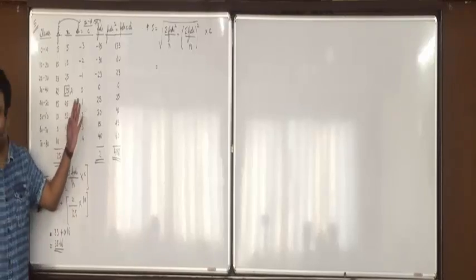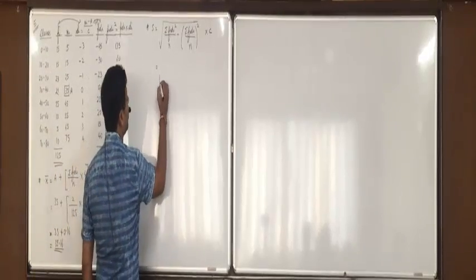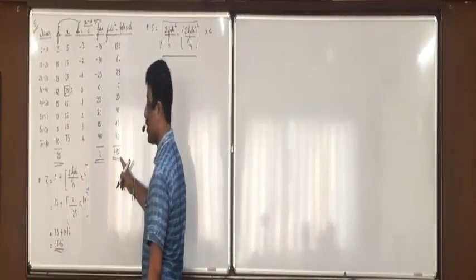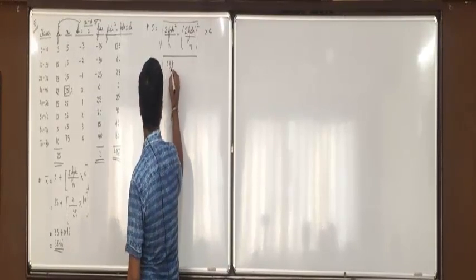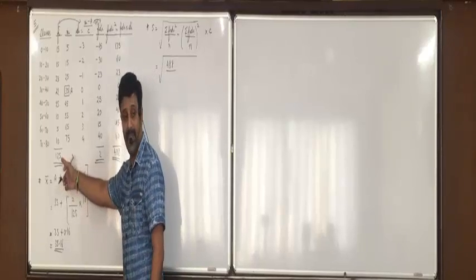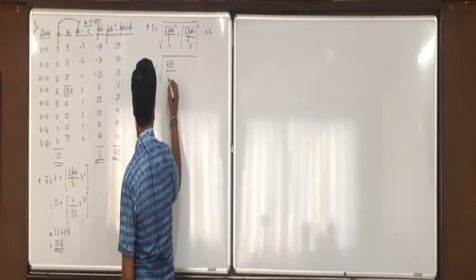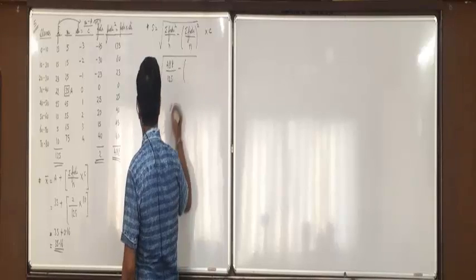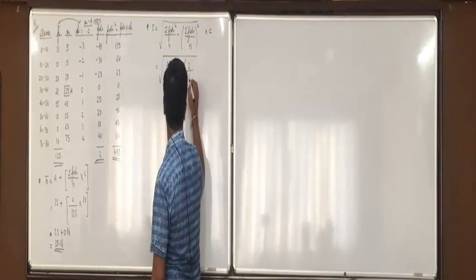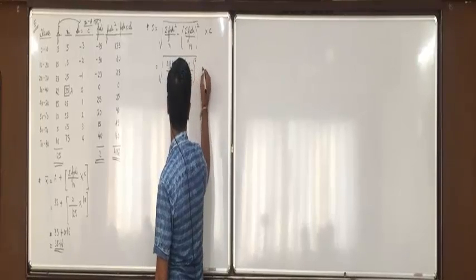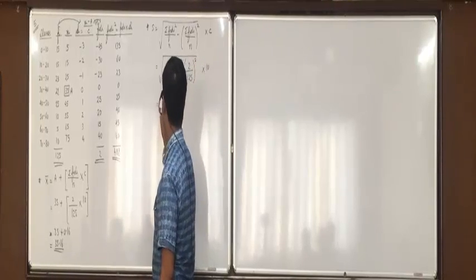Did you all complete up till here? Now see here, square root of sigma fi square by n is 488 divided by 125, minus sigma fi by n is 2 upon 125, whole square, into class length, which is 10.